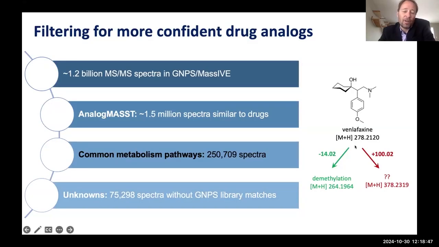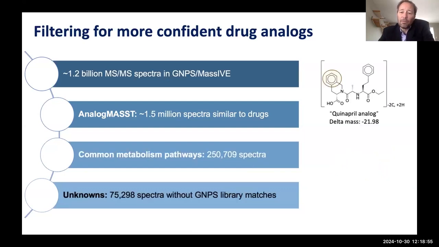But for now, we kept phase 1 and phase 2 metabolism, resulting in about 250,000 reference spectra. But then we also filtered for ones that had library matches. So one of the things about drugs is that there are many drugs where they do medchem and find analogs of these drugs and market the second generation of it. So lovastatin versus simvastatin is one methyl group that is different. Here we have a match to one of those MS/MS spectra.